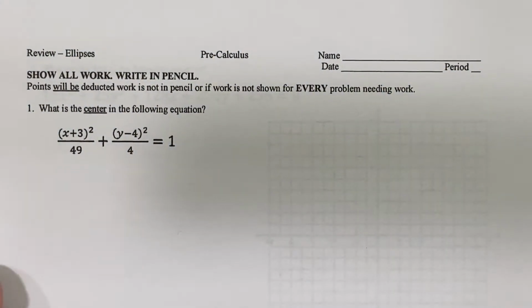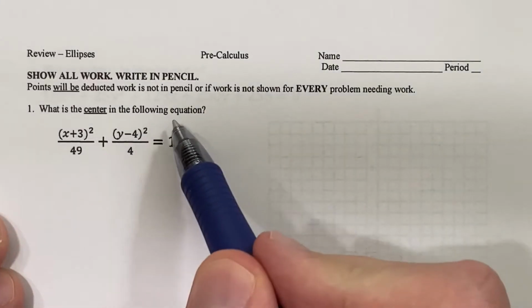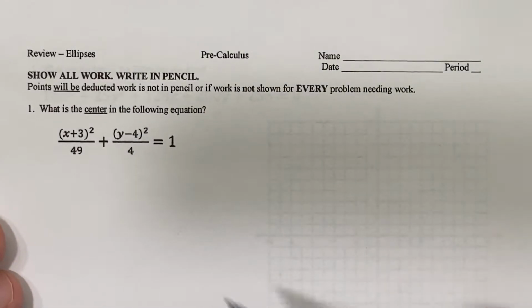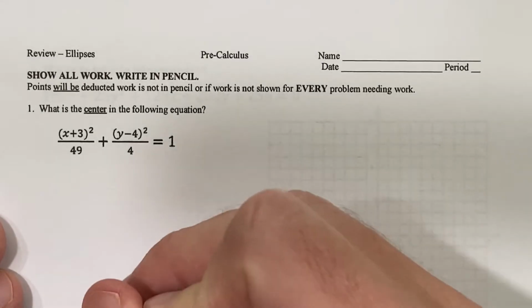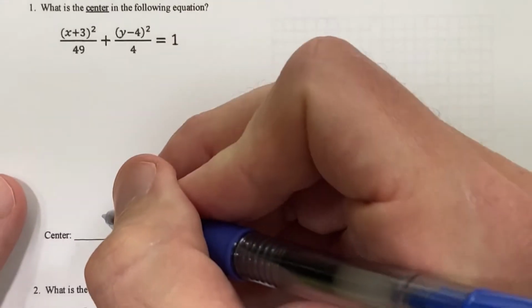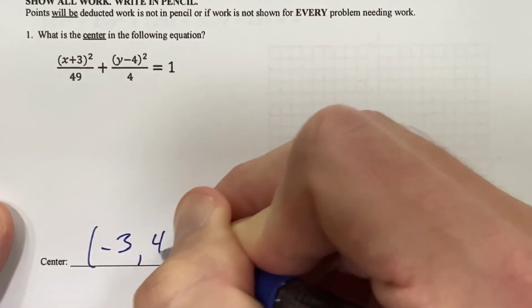All right, we're going to look at the review for ellipses. What is the center of the following equation? When I'm looking for the center, I'm just looking at those two sets of parentheses up there. It's very similar to what a circle is. So my center on this ellipse is -3, +4.